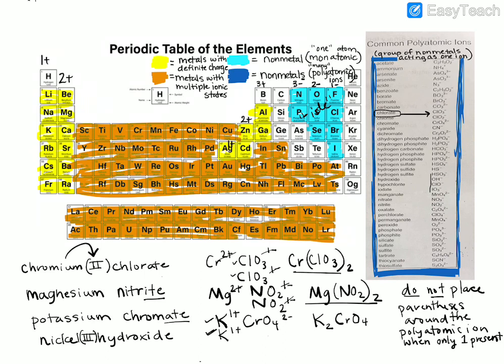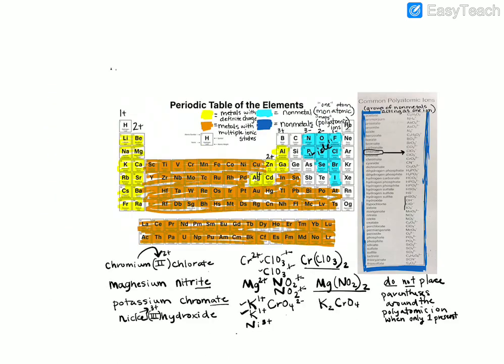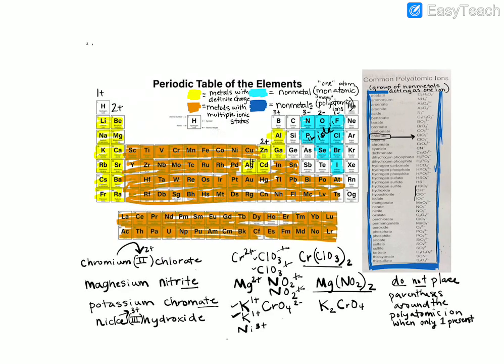So our last one, we've got another one of these metals with multiple ionic states. So we're going to take the nickel. This means 3 positive, just like this meant 2 positive. So nickel, which is Ni, has a 3 positive charge. I don't want to get too close to the bottom of the screen, so make sure you guys can see. So you've got nickel with a 3 positive charge.